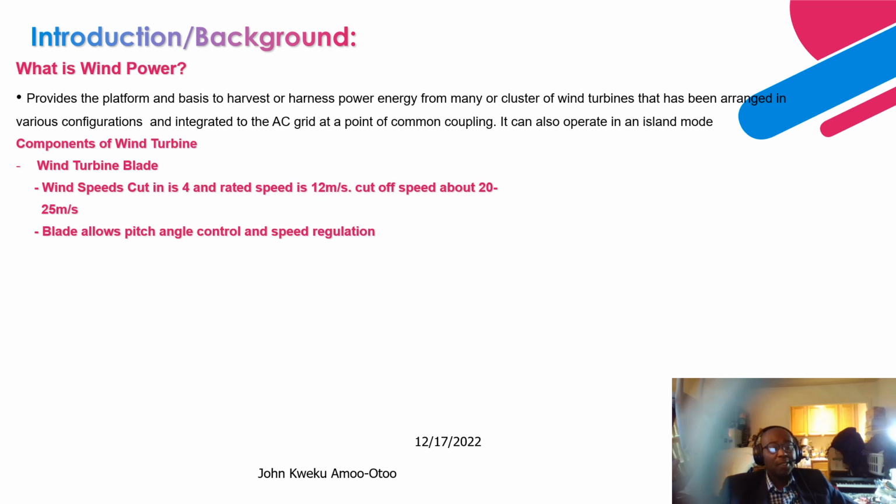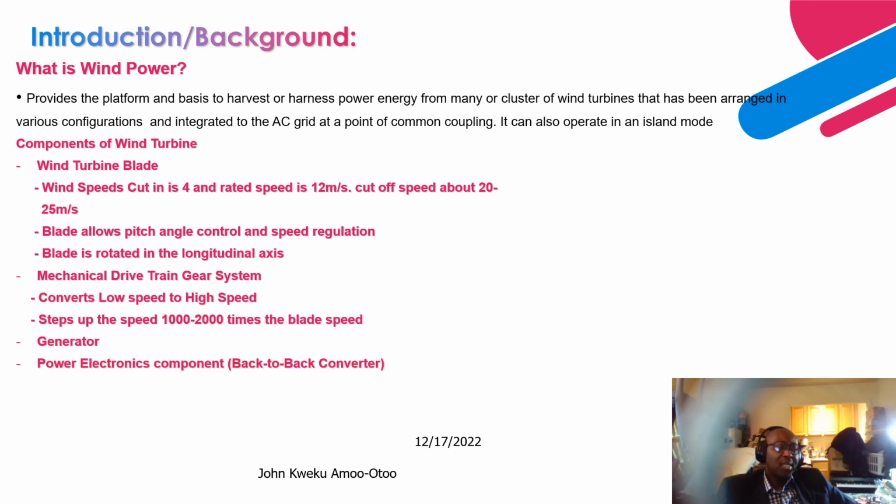Next is regulation of the speed of the rotor of the turbine and the rotor of the generator. There has to be a way of controlling the speed of these shafts, right? So we utilize the pitch angle of the wind turbine blades to achieve this. How do you adjust the pitch angle? We rotate the blade about its longitudinal axis.